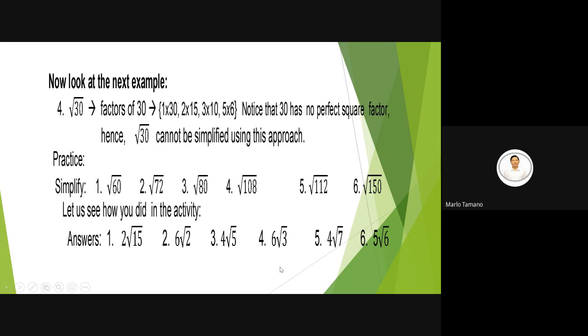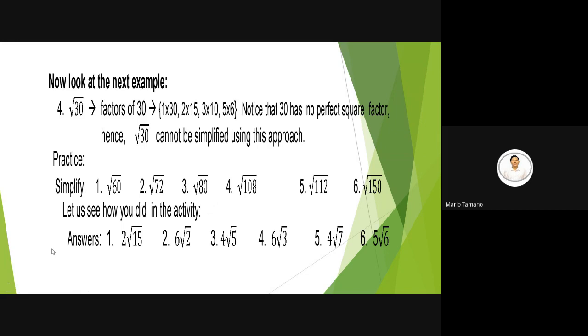Next, number 5. 16 times 7. Square root of 16 is 4. Square root of 7. Next, number 6. 25 times 6. The square root of 25 is 5. Then the square root of 6. Pwede nyo pong i-screenshot yan. Tapos, aralin nyo ulit later on.